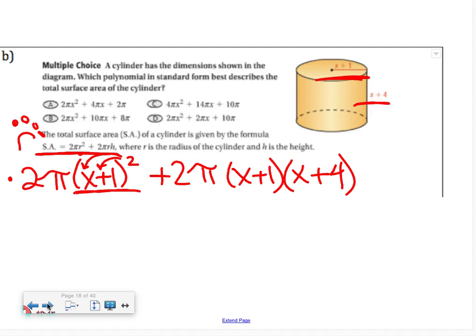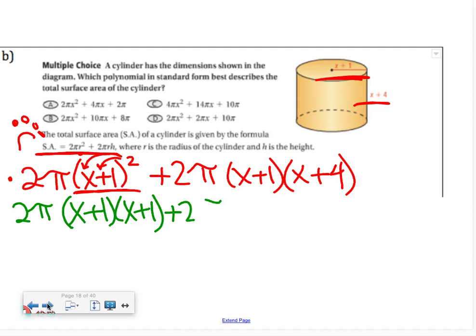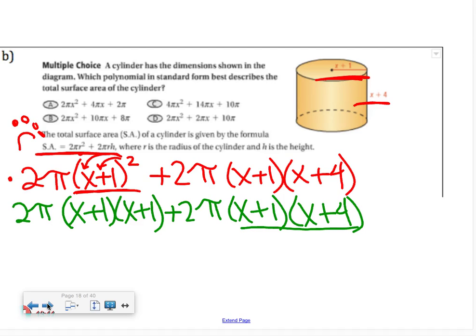When you have x plus 1 squared, what that means is you have 2 of them. It means you have x plus 1, x plus 1. And because we have it written like that, we have a binomial times a binomial, so we can FOIL. And we should notice we have a binomial here as well, 2 binomials, so we can FOIL those. These 2 pi's in front, we're going to ignore for a little bit. We'll deal with those later.